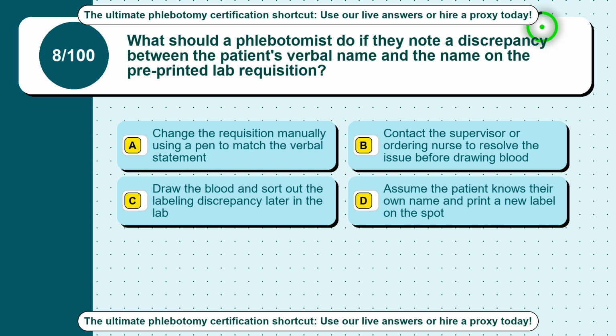Question 8. What should a phlebotomist do if they note a discrepancy between the patient's verbal name and the name on the pre-printed lab requisition? Option A. Change the requisition manually using a pen to match the verbal statement. Option B.